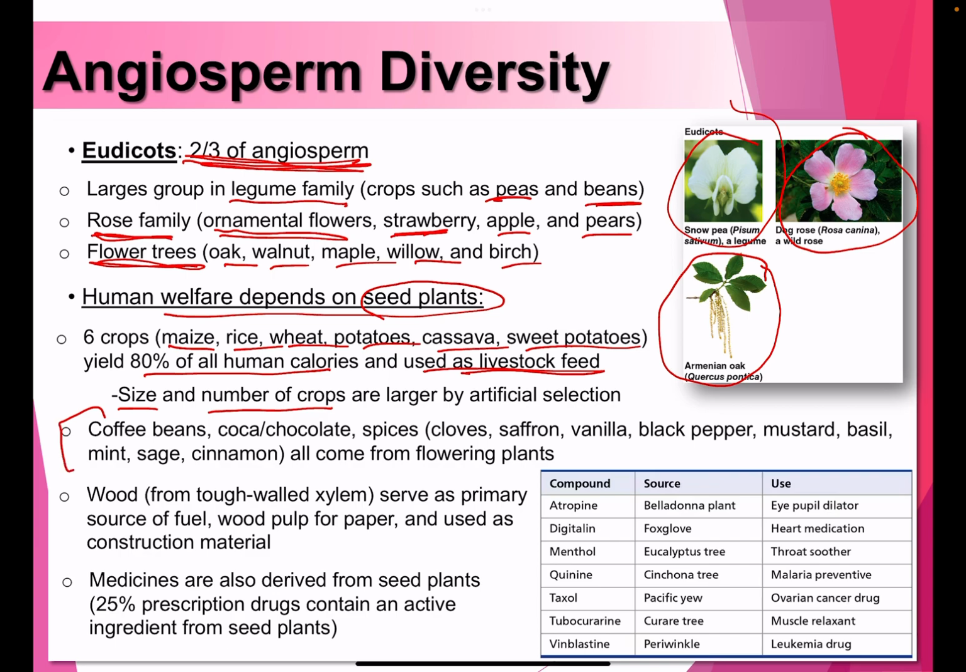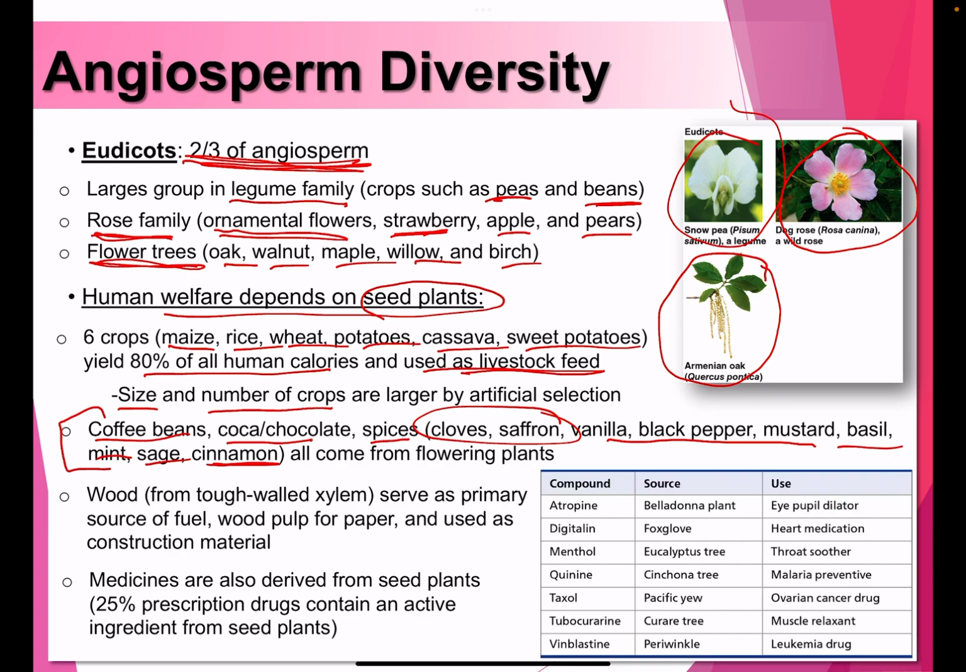Second thing is that it is plants that give us coffee beans, cocoa, which is part of what makes chocolate, spices, tons of spices that come from flowers such as cloves and saffron. Vanilla, black pepper, and mustard are all from the seed part of the plant. And then basil, mint, and sage are spices that are from the leaf part of the plant. And even the bark part of the plant can be a spice, such as cinnamon, which is why we take a bark and scratch off some cinnamon when we want some raw cinnamon spice. All of these come from flowering plants.